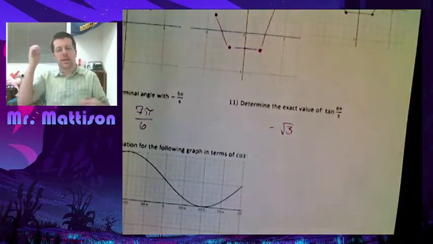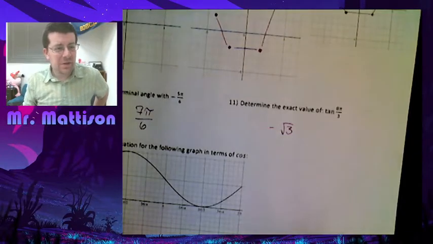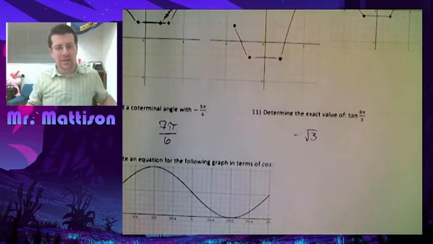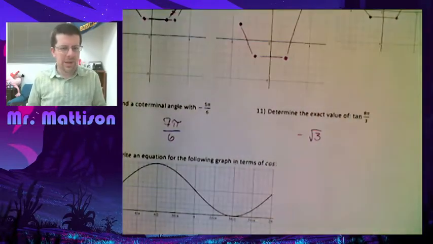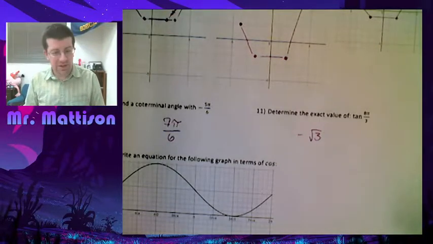Done. Okay, so all of these are asking, can you find coterminal angles, specifically the ones on that unit circle? And then from there, can we find sine, cosine, or tangent of that particular angle? So do you have that chart and know how to use it?